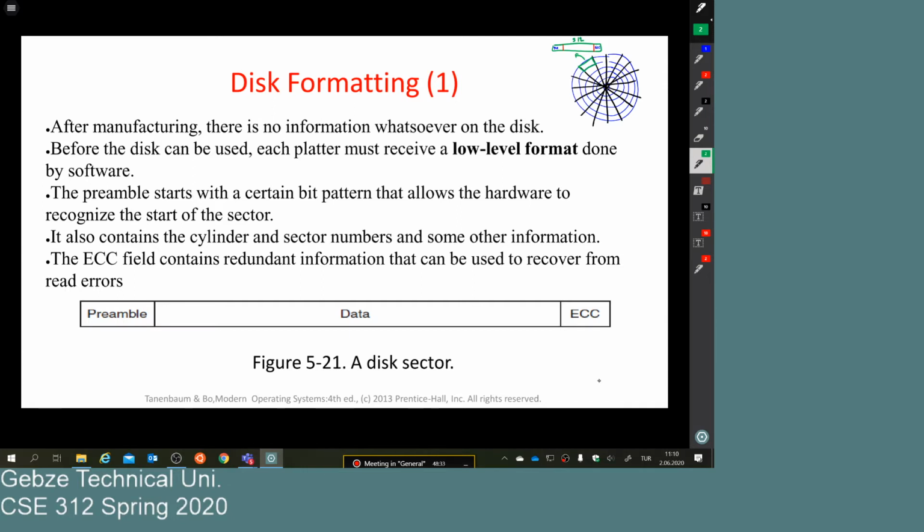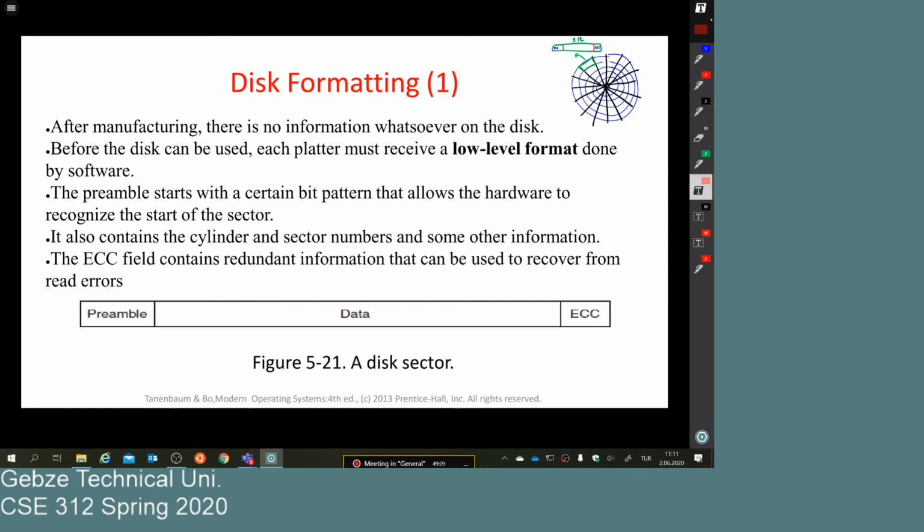It contains information about cylinder and sector numbers. Anyway, my pen didn't work. Okay, so this preamble contains information about the cylinder and the sector numbers. I write that information in that preamble also. It also contains a certain bit pattern that allows the hardware to recognize the start of the sector. Okay, that's how I know that that's the position of a start of a sector.